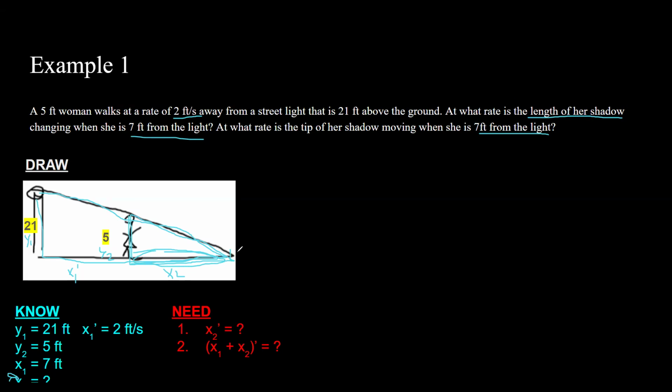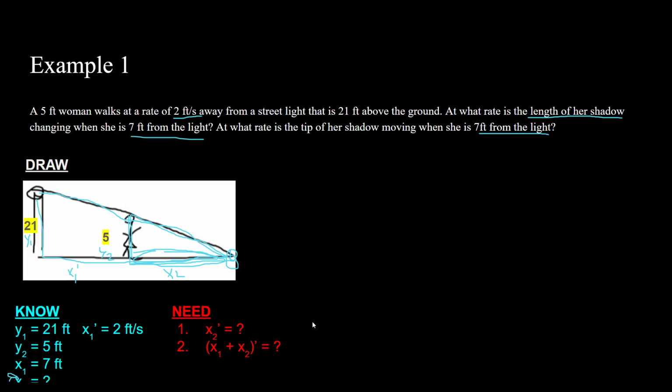The second part says the tip of her shadow. So that's specifically this part. This is a part that's kind of confusing, but that's actually going to be this whole part, x1 plus x2. So the prime of that. So that's okay. We got through these two things. We're kind of like 50% done.